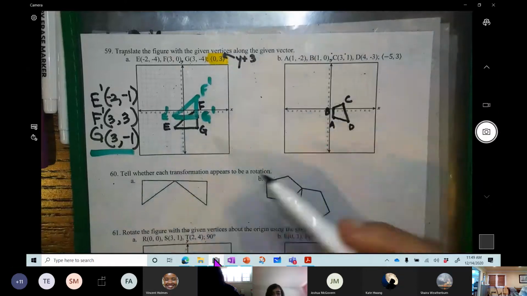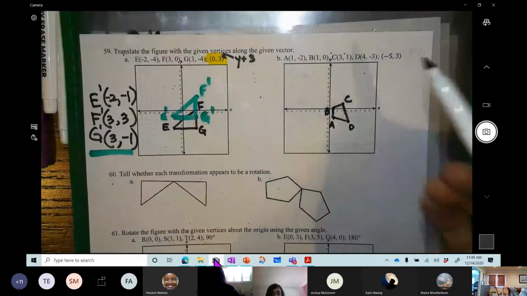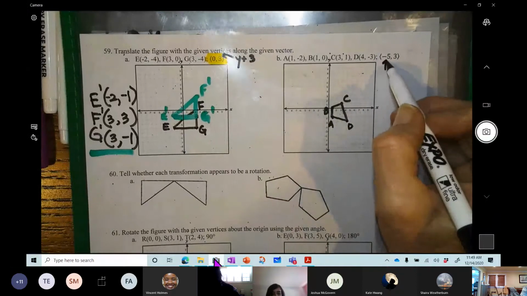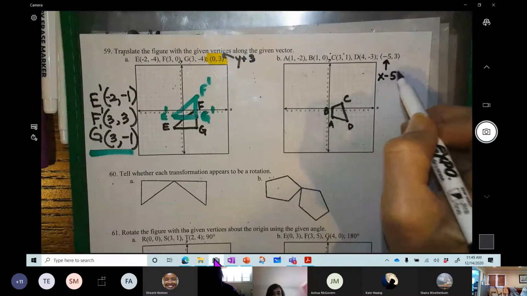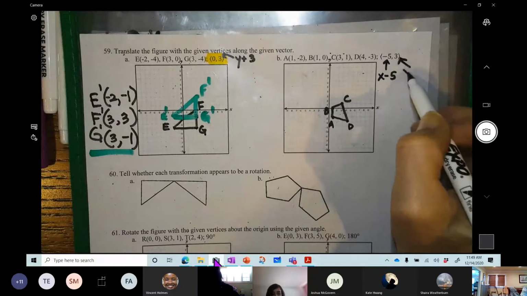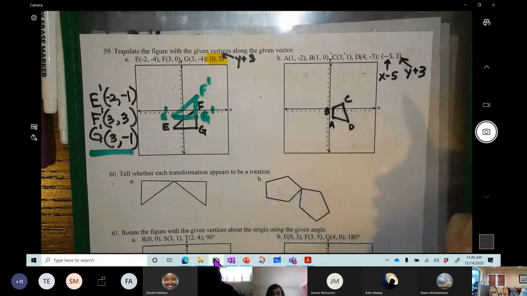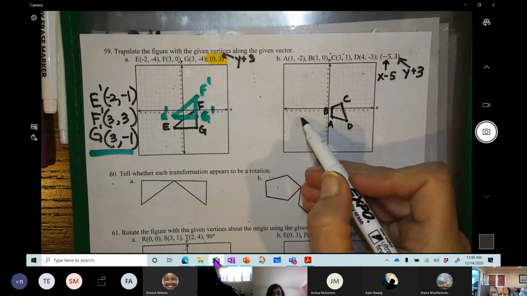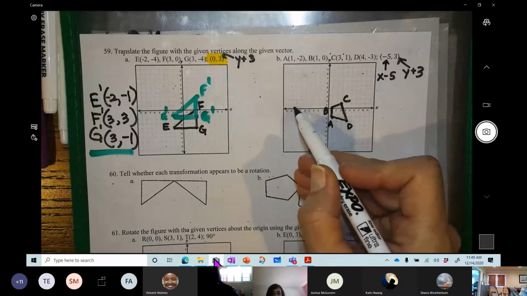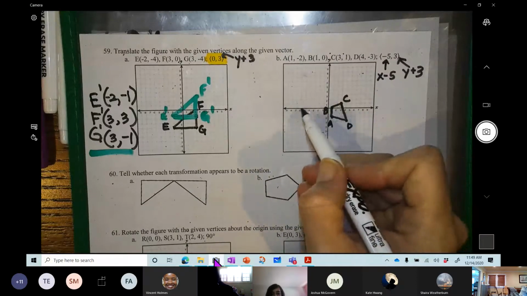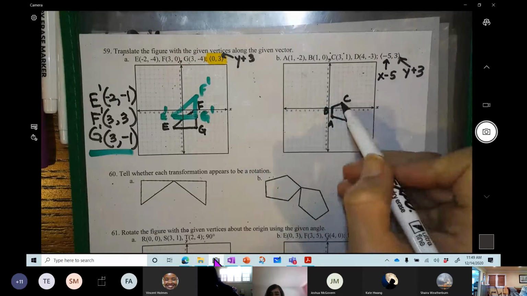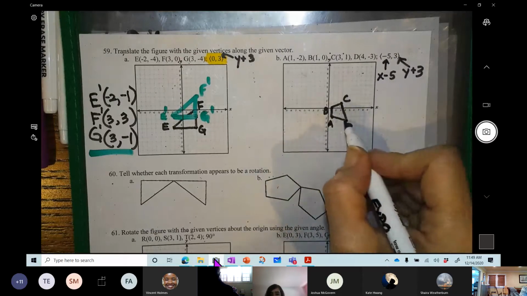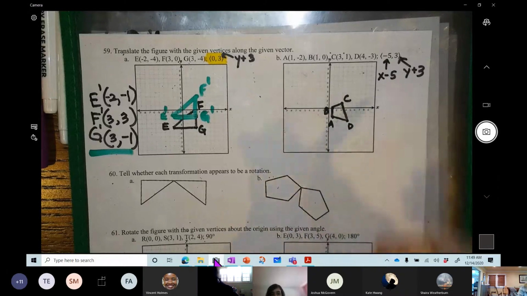Now again, you wouldn't have to write out all the points. You could just take each one of these and count them out, right? This means x minus 5, and this means y plus 3. So you could technically just go from A, go 5 left and 3 up, and put A prime. From B, 5 left, 3 up, put B prime. C, 5 left, 3 up, put C prime. D, same thing. You could do that.